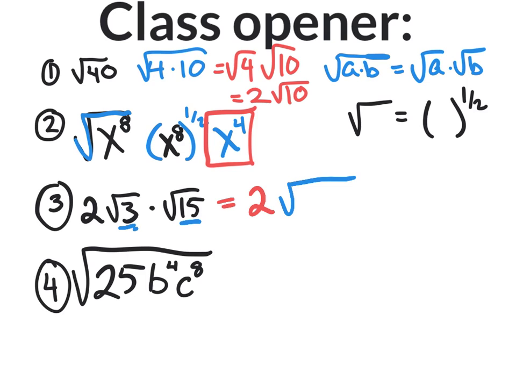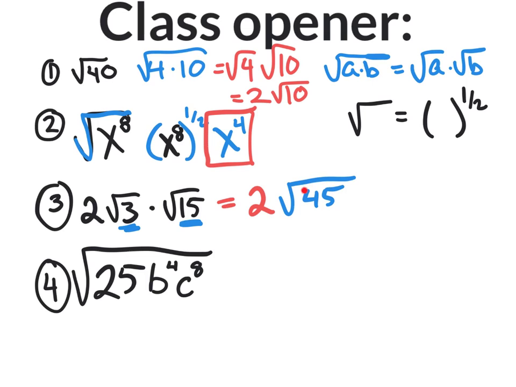So I'm actually going to multiply 3 times 15. What do I get? 45. And the reason why I multiplied them together is because I can't really simplify a square root of 3. I can't really simplify a square root of 15. Even if I tried 5 and 3, it doesn't work, right? Okay. So 3 times 15 is 45.